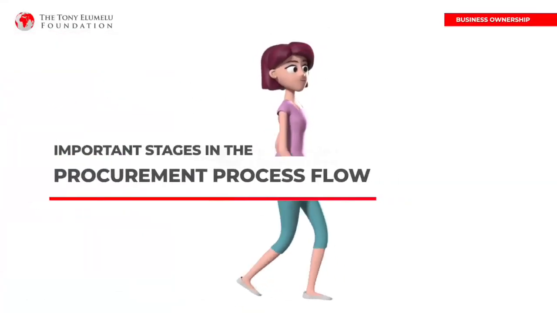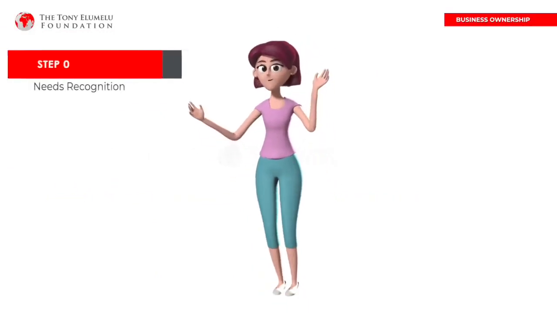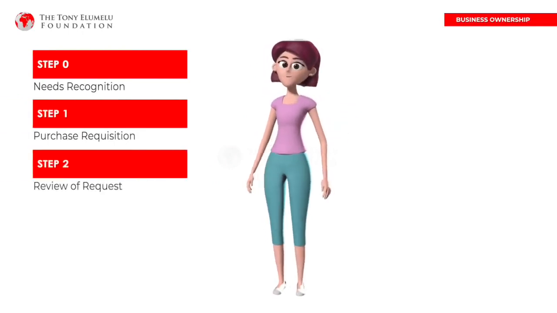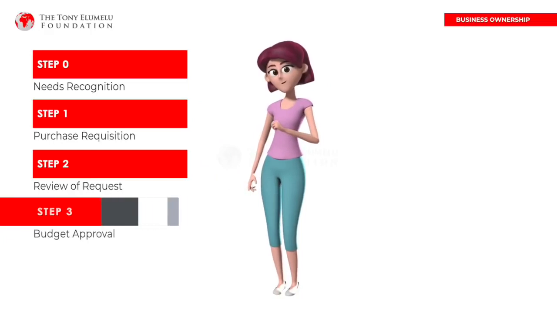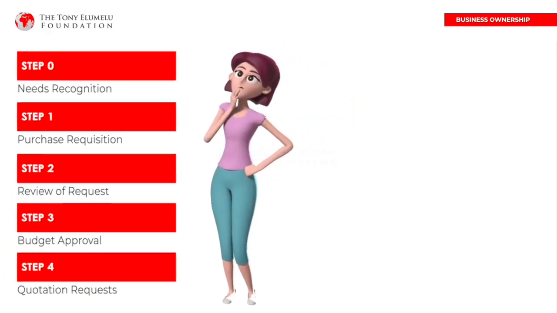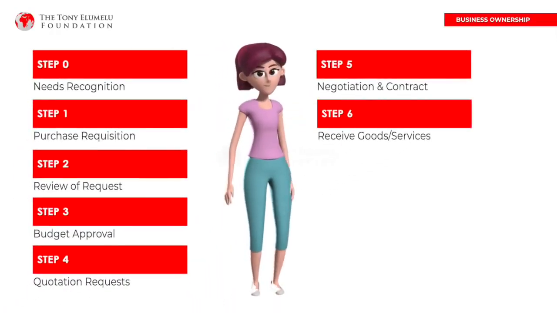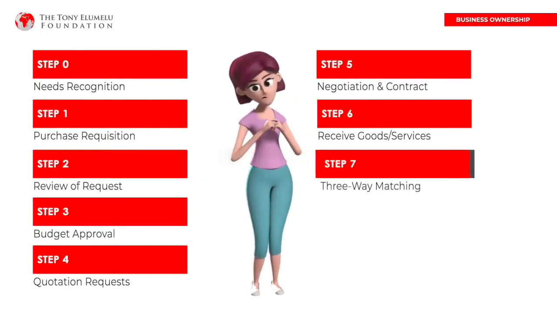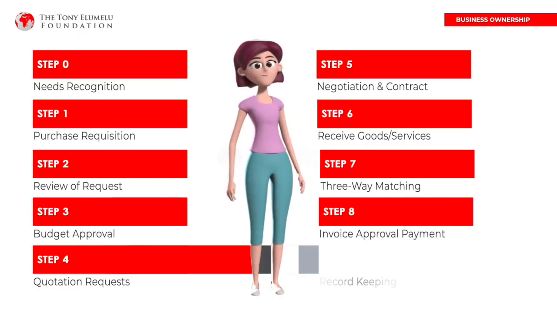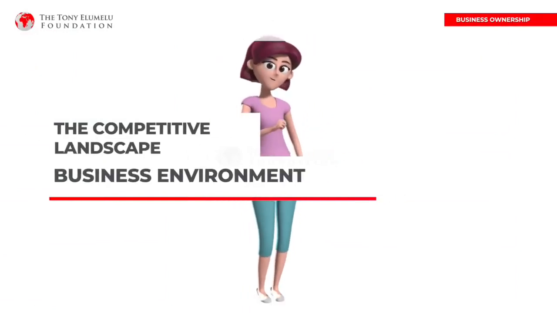These are important stages in the procurement process flow. Step 0, needs recognition. Step 1, purchase requisition. Step 2, review of request. Step 3, budget approval. Step 4, quotation requests. Step 5, negotiation and contracts. Step 6, receive goods and services. Step 7, three-way matching. Step 8, invoice approval payment. Step 9, record keeping.